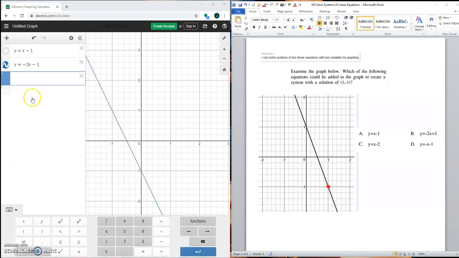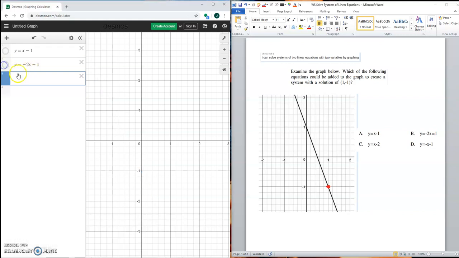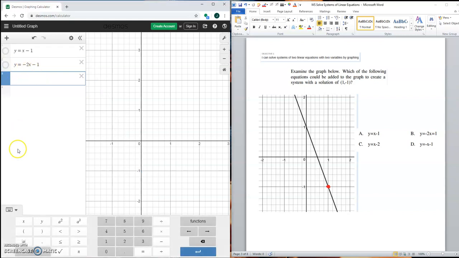So I plugged in choice B, y equals negative 2x minus 1. I believe that that is a typo. So minus 1, and it didn't give me this point. So once again, this is the point that we want. So therefore, it is not letter B. I'm just turning it off and plugging in choice C. There you go. I plugged in y equals x minus 2, which is letter C, and it went through that point. So this is the answer.